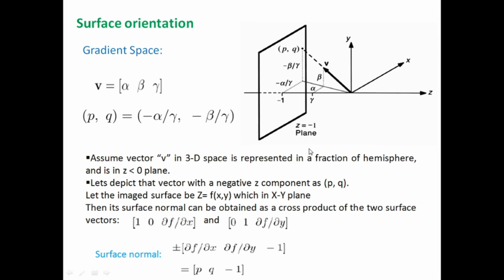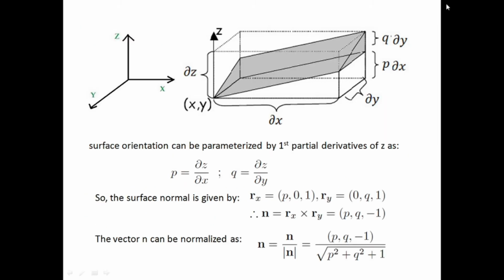In our 3D coordinate system, if we are capturing any object, we will never have a parallel alignment. Definitely the camera or the object we capture will undergo some tilt or orientation. If it is undergoing orientation, then the concept of gradient space, that is P comma Q gradient vectors, will come into the picture.